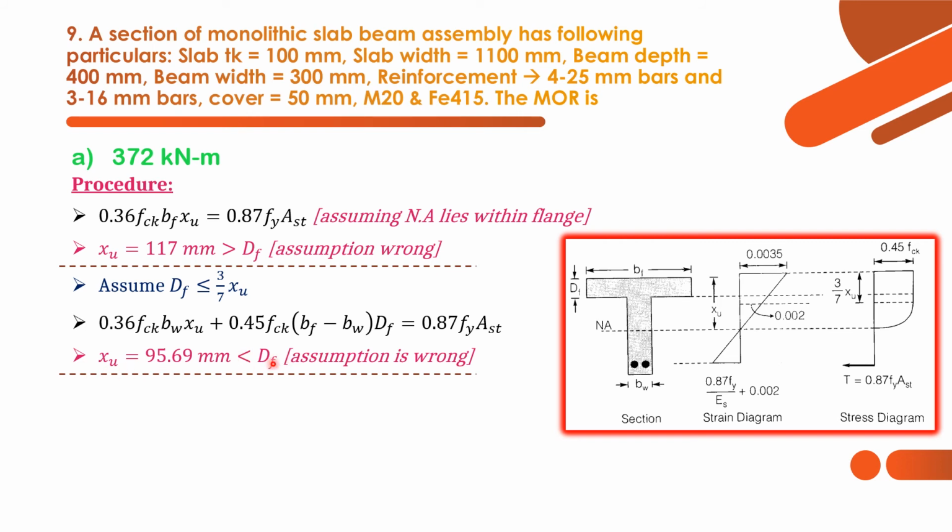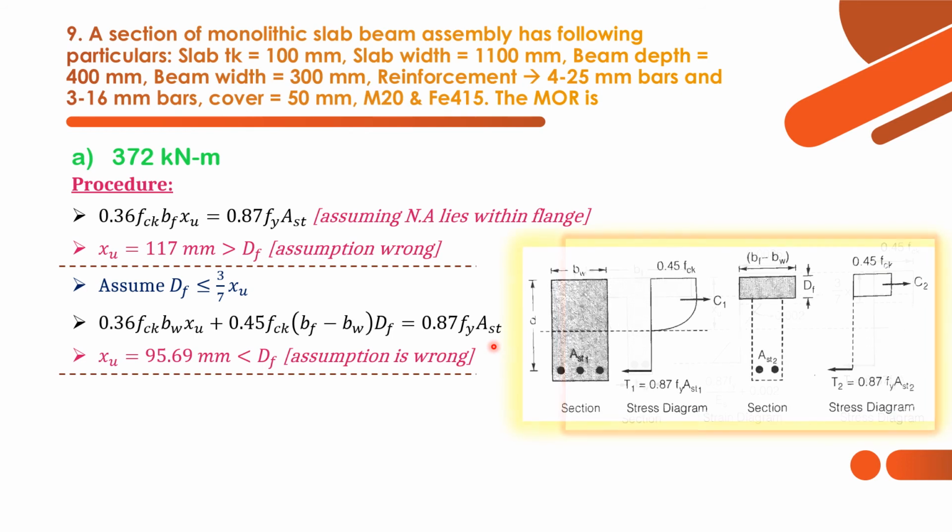If XU is less than DF, that means the neutral axis depth is lying within the flange itself. But in the first assumption itself, it was wrong. Then how will it be correct? So the second assumption also got wrong. So moving on to the third assumption.